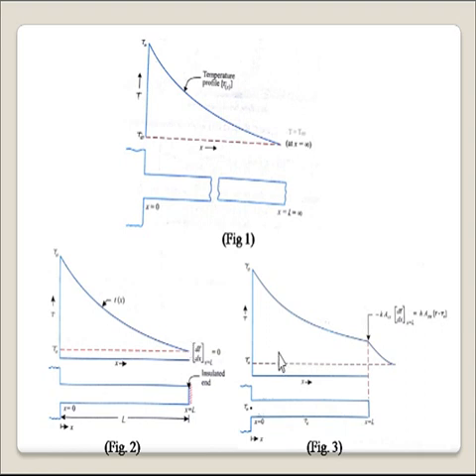Figure 3 is for the short fin with convection at the tip. So heat conducted at the tip is convected to the surrounding, and the temperature distribution in this case is like this.